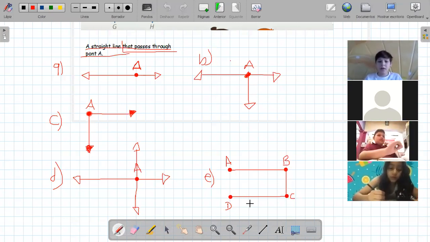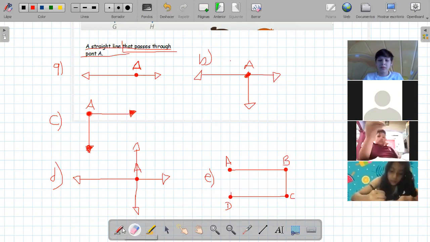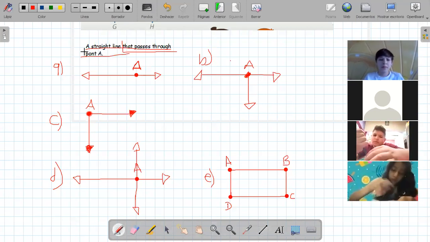Then the exercise says a segment from point D to point A. What am I going to do? You need to connect D to A. D with A. Exactly, and it's like a square. Now you understand? Okay, now it says here, you just have to analyze what it says.